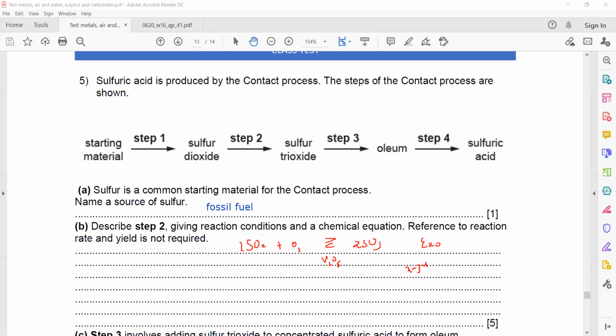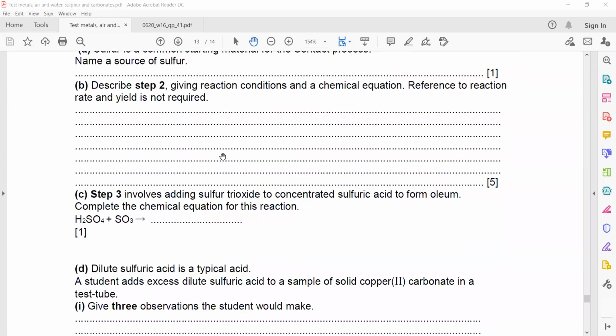The distribution of marks: mentioning vanadium pentoxide is 1 mark, mentioning the pressure of 1 to 5 atm is the second, mentioning the temperature around 450 degrees centigrade is the third mark. Writing the equation is the fourth mark, and the reversible reaction sign is the fifth mark. Then step 3 involves sulfur trioxide being added to concentrated sulfuric acid to form oleum. The formula for oleum is H2S2O7. If you don't remember, just add 2 hydrogen, 2 sulfur and 7 oxygen.